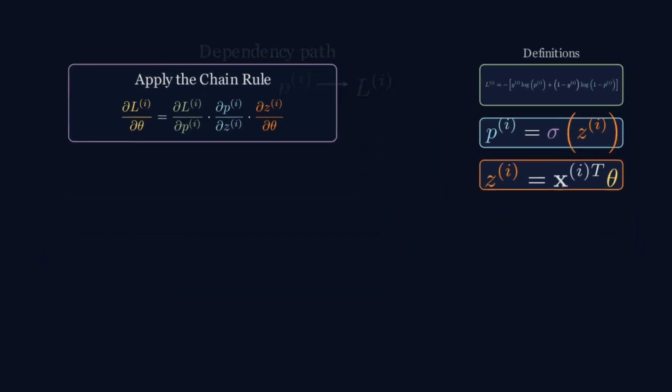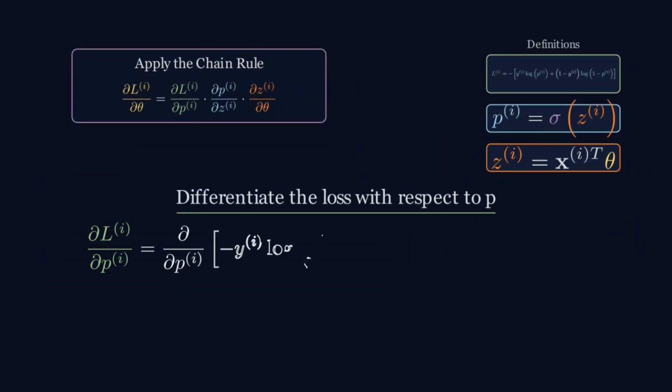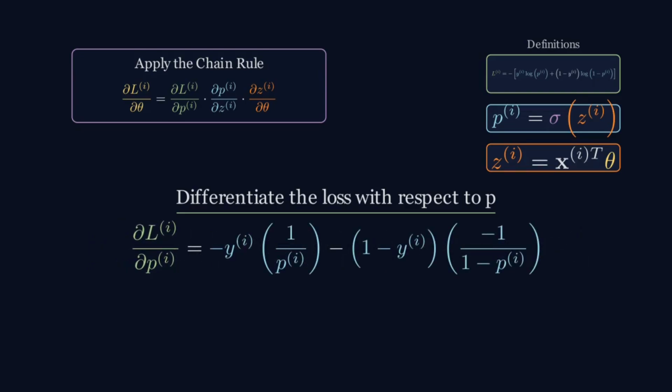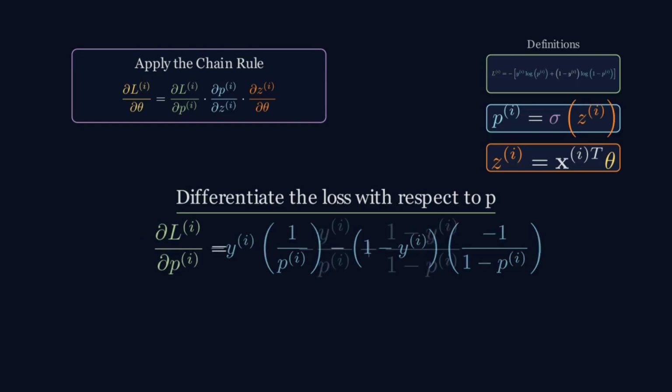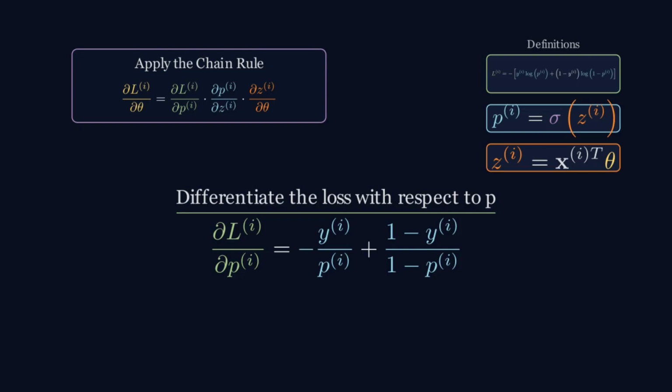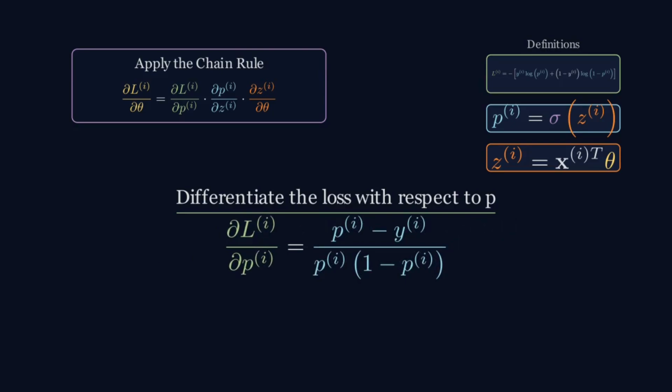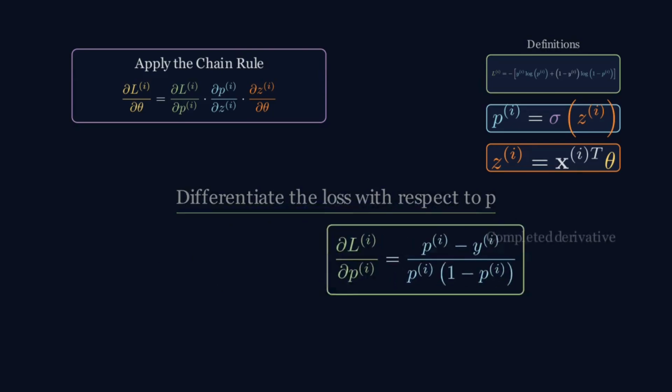So let's work out dl by dp. Log of p differentiates to 1 over p, and you're multiplying it by minus y, so it's minus y over p. Log of 1 minus p is minus 1 over 1 minus p, and it's minus 1 because the derivative of our inner function is minus 1. So that part becomes minus minus bracket 1 minus y over 1 minus p. So dl by dp is minus y over p plus 1 minus y over 1 minus p. And then we can combine the fractions into one denominator and we get p minus y over p times 1 minus p.